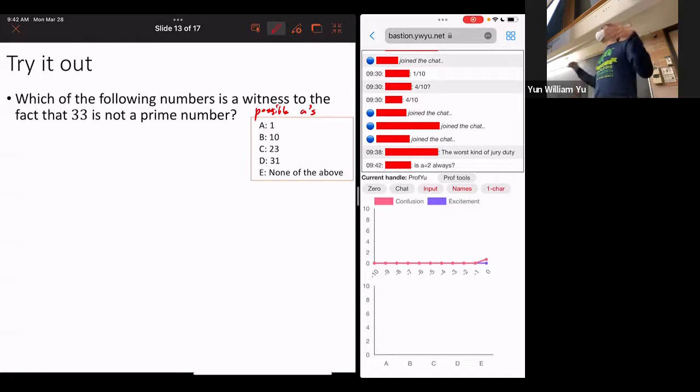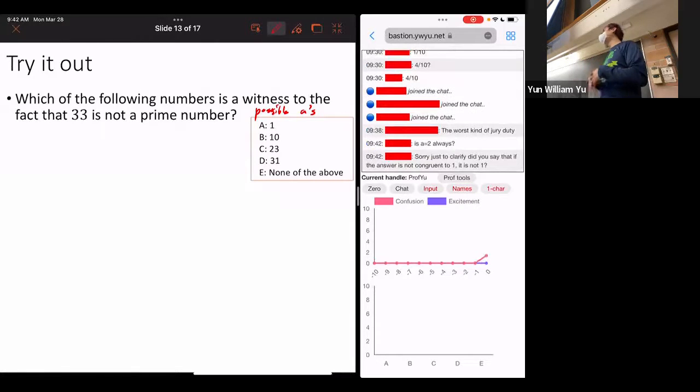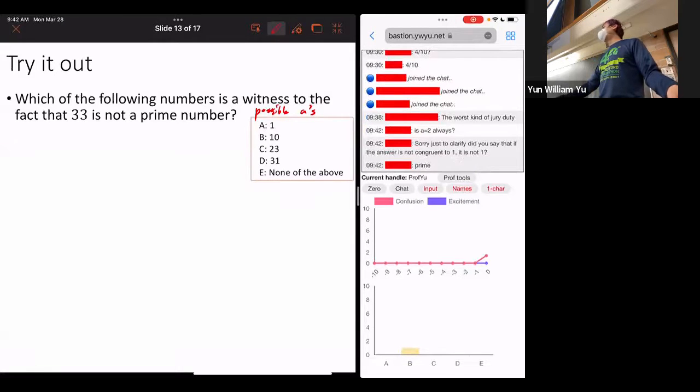So when you're a prosecutor, you're going to be calling different a's to the stand, and you're going to be asking, is this number prime? And they're all going to say either yes or no. And it's your job to figure out what a good witness is. If the answer is not congruent to 1, then it is not prime. Yes.